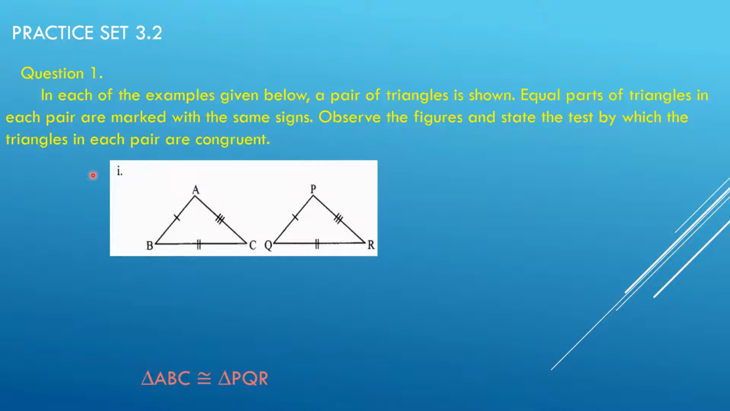In this figure, side AB and side PQ are equal, and side BC and side QR are also equal, and side AC and side PR are also equal. By which test are these two triangles congruent? Here, by SSS test these two triangles are congruent. That means side, side, side. Therefore triangle ABC is congruent to triangle PQR.